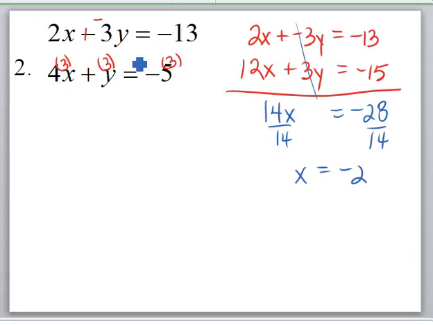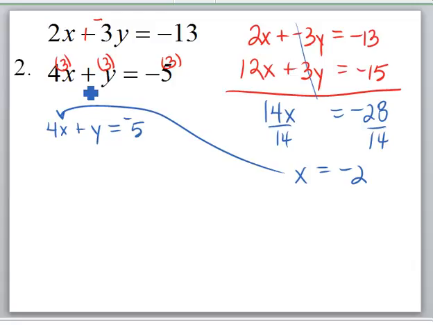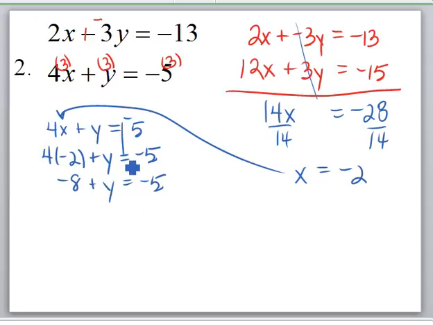Pick one of the two equations to plug that back into. I think I'm actually going to pick the second one this time just because it looks a little bit simpler. And I'm going to plug that back in for my x value. So I get 4 times negative 2 plus y equals negative 5. 4 times negative 2 is negative 8 plus y equals negative 5. So when I solve this equation, I would add 8 to both sides, and I'll get y is 3.